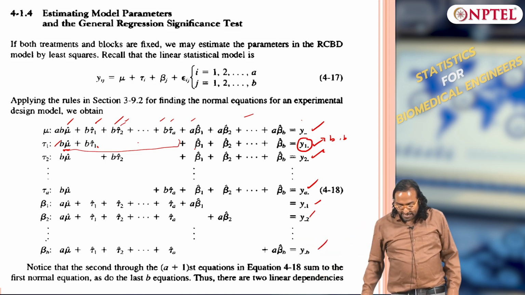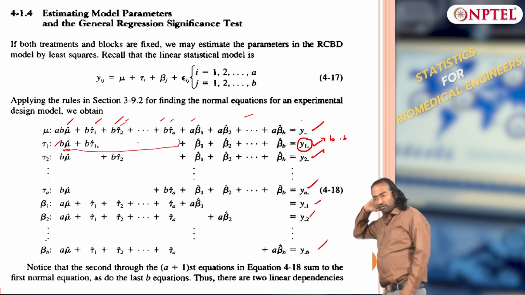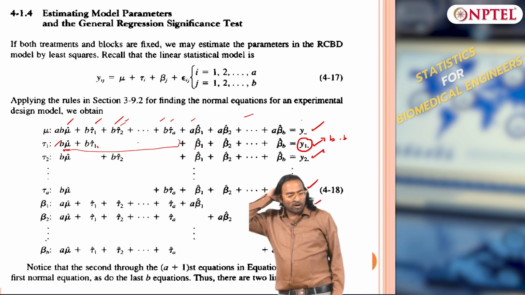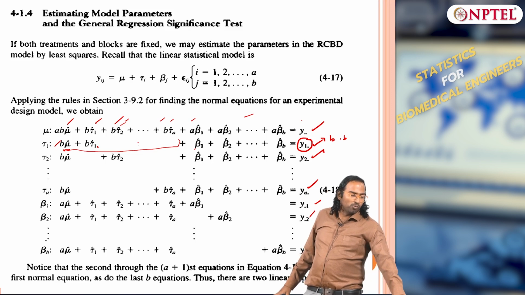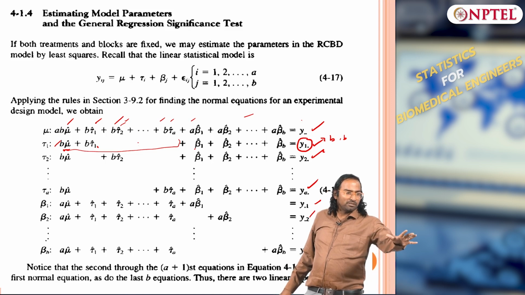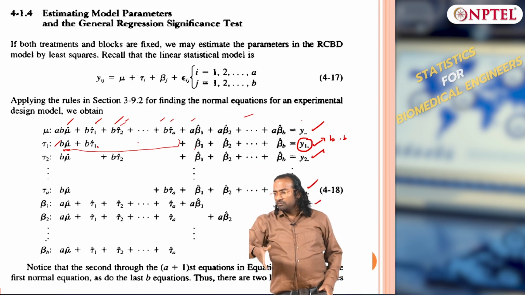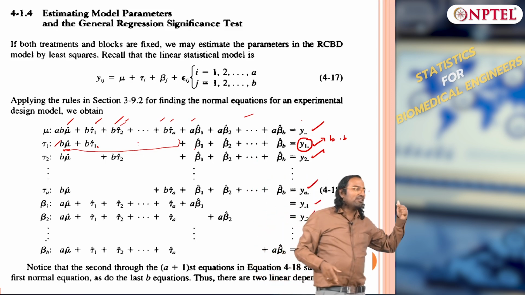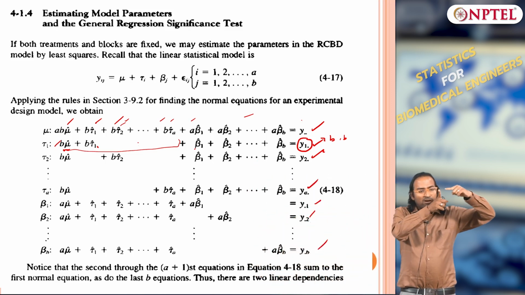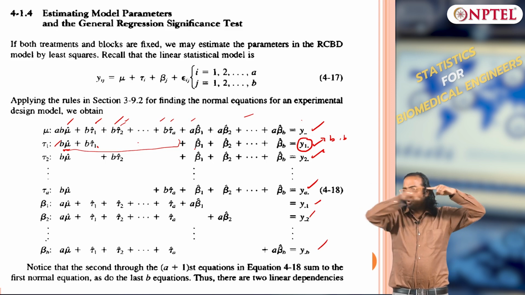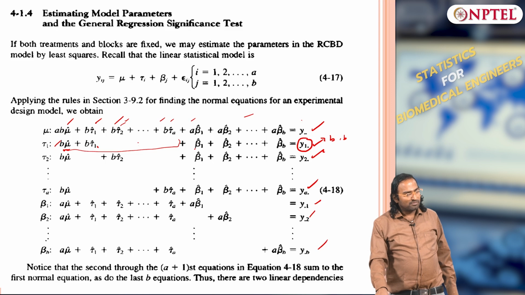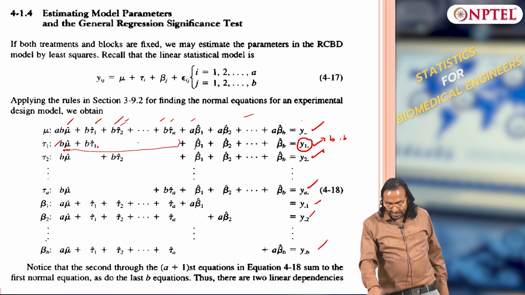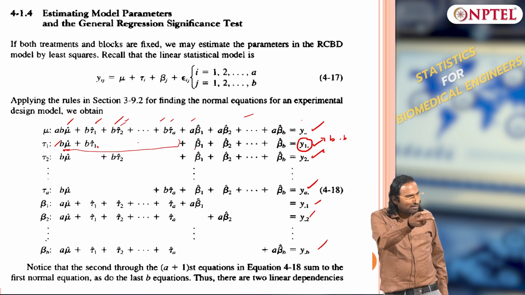Now coming to the second equation, the equation for tau 1, mu 1 tau 1 is nothing but y1 dot. How many times in y1 dot will mu appear? B times. There are B data points, right. You are taking the first treatment and you are going across, the first treatment is this row. How many times will this go? B times. So this is y1 dot, B times, and B is nothing but your small n in your treatment.